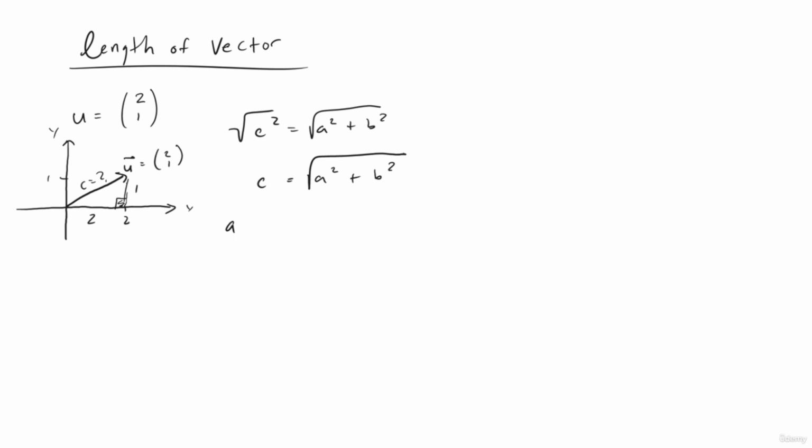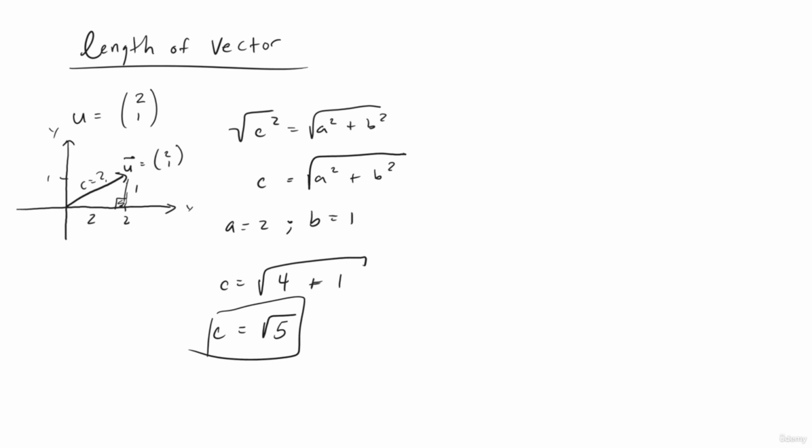In this case, our a is 2, our b is equal to 1. So this means our c is going to be equal to the square root of 2 squared, which is 4, plus b squared, which is just 1 squared, which is 1. And this means c is equal to the square root of 5. So this is the length of this vector. The length of this vector is the square root of 5. And the square root of 5 is a little bit over 2.